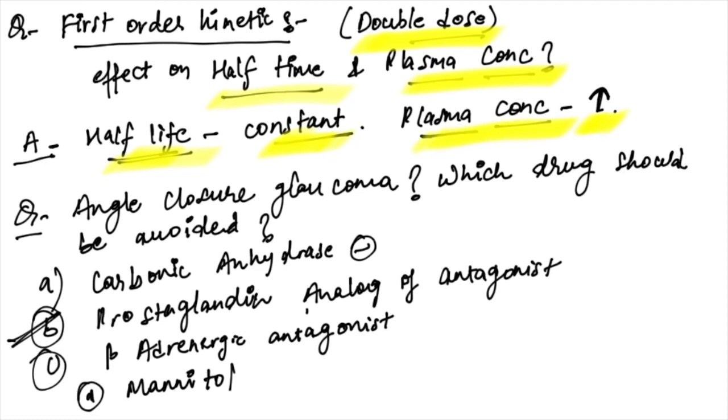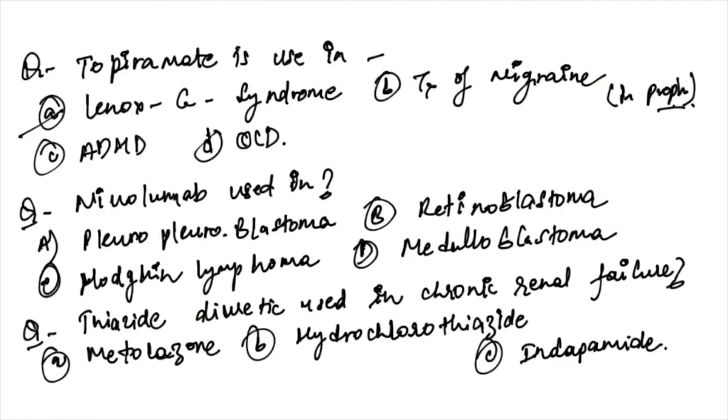Now acute angle closure glaucoma, which drugs should be avoided? Prostaglandin analogs and antagonists are avoided. Now mannitol is given, carbonic anhydrase inhibitors are given. Now topiramate is used in Lennox-Gastaut syndrome, and it is used in the prophylaxis of migraine, not in the treatment of migraine. So the answer is Lennox-Gastaut syndrome. Now nivolumab is used in Hodgkin's lymphoma. This is the answer for that, nivolumab.